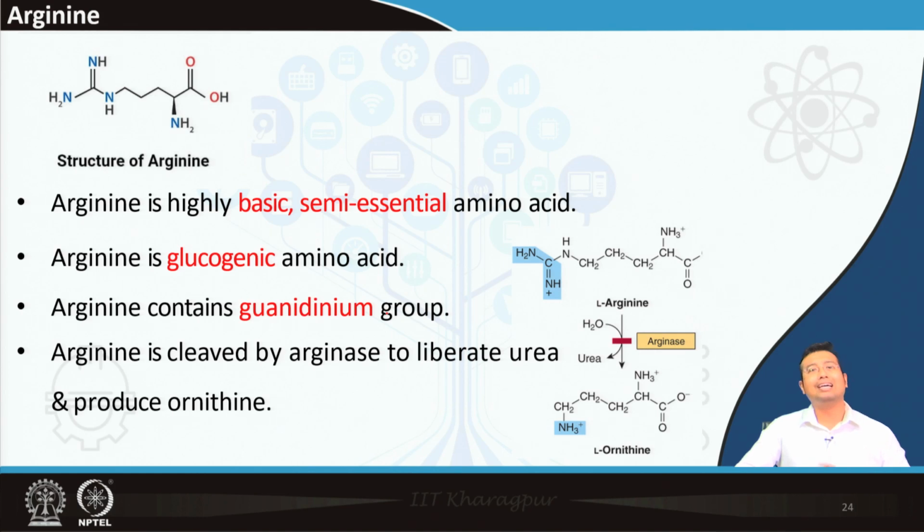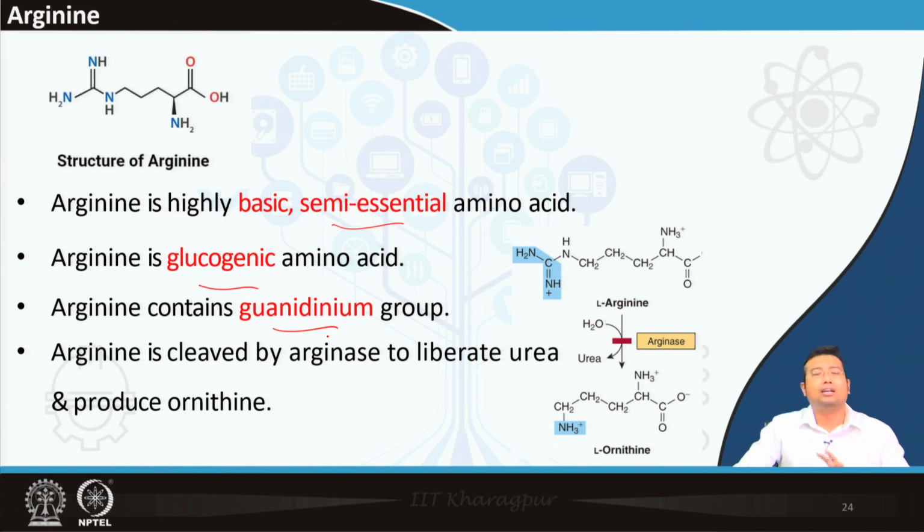We move to our next amino acid of discussion, that is arginine, a highly basic semi-essential amino acid. If we consider the fate, it is glucogenic. What is so special about arginine? It has got a guanidinium group. These are special features regarding the chemistry of arginine.